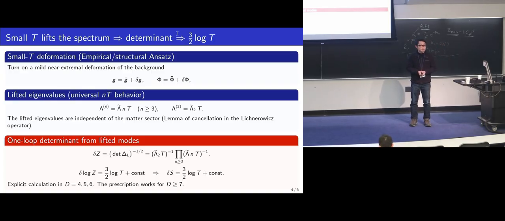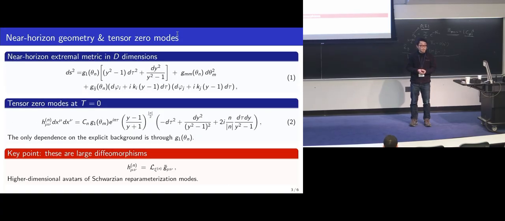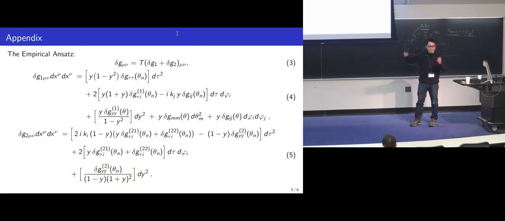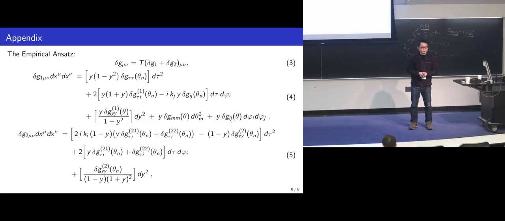Just like in the Kunduri, Lucietti, and Reall AdS2, is there any way to show if there is a universal order T? Is the order T correction also universal to some extent? This is like a zeroth order metric, and the order T thing is our empirical assumption. We can check this assumption applies to all the examples we have, but it is constructed.